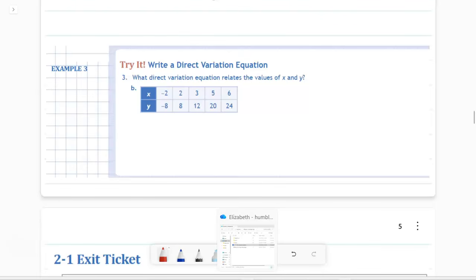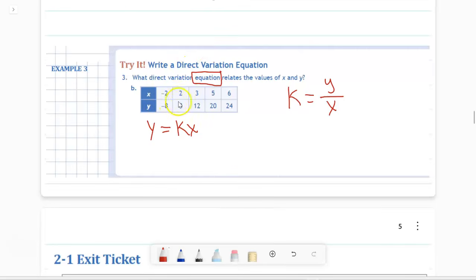It says, what direct variation equation relates to the values of x and y? So remember, we need to find y equals kx. So we need to find out what k is. And you can do that by taking a y divided by an x. So it doesn't matter which one of these numbers you decide to choose. I would choose maybe these two because they look easier. So go ahead and plug it in and tell me what the equation would be.